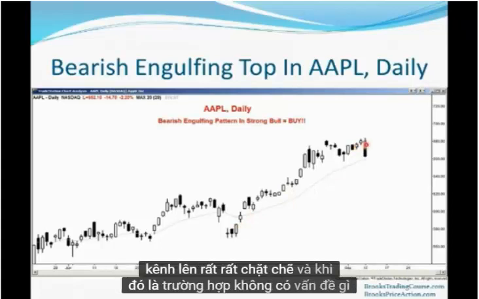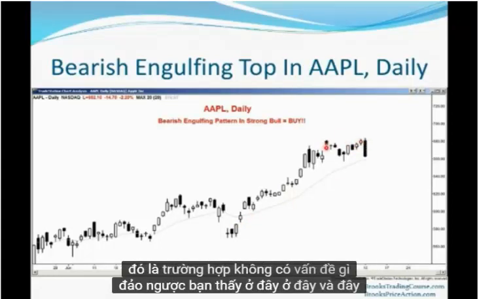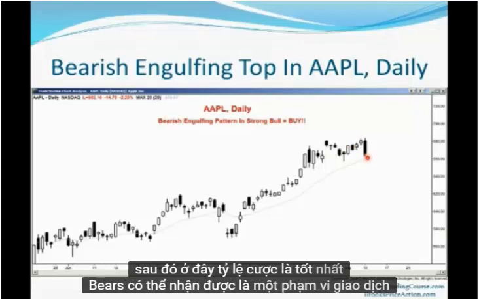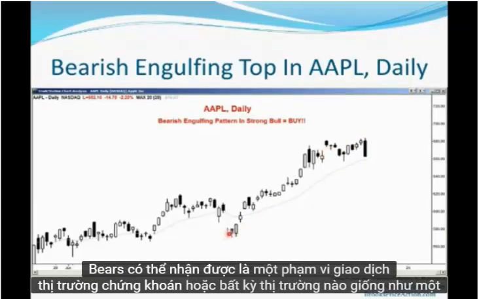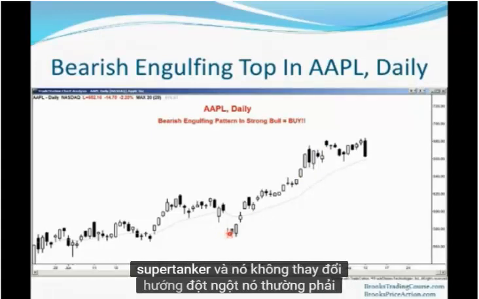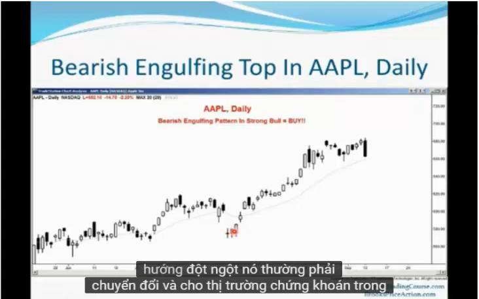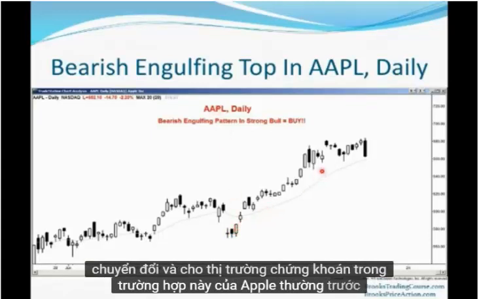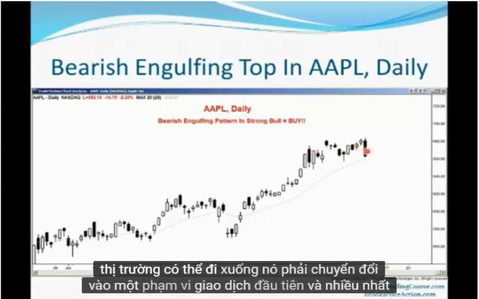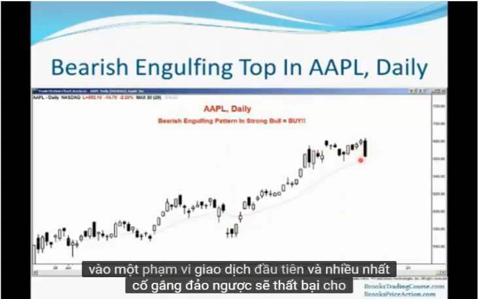And when that's the case, no matter what kind of reversal you see, here, here, here, here, and then here, the odds are the best the bears can get is a trading range. The stock market, or any market, is like a super tanker, and it does not change directions abruptly. It usually has to transition. And for the stock market, in this case Apple, normally before the market can go down, it has to transition into a trading range first. And most attempts to reverse will fail.